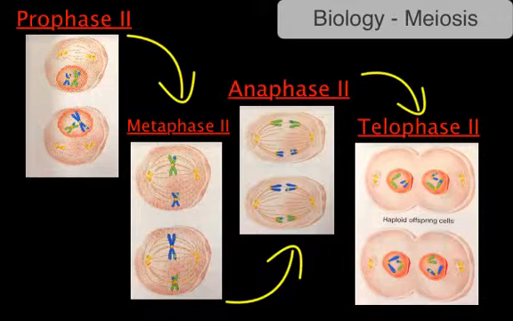The spindle breaks down and the cell undergoes cytokinesis. Cytokinesis being the actual splitting of the cellular cytoplasm. The result of meiosis then is 4 haploid cells. So half the amount of DNA that you would originally start off with if you were referring to a human organism. That does it for meiosis 2.